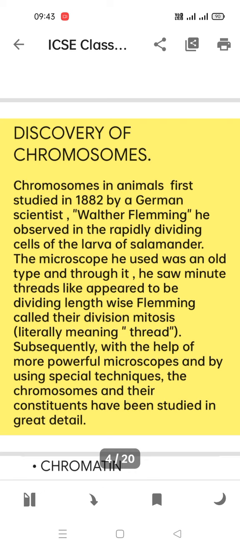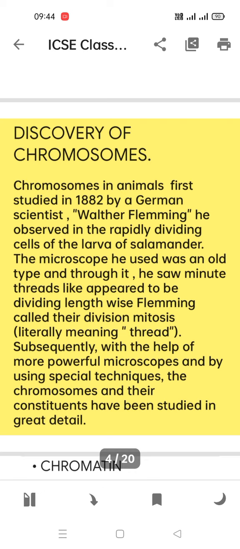Okay, and now since they have special techniques and a more powerful microscope, they again saw, in that powerful microscope, some other features. When they saw them, they called them chromosomes, and they saw the chromosomes and their parts as well.